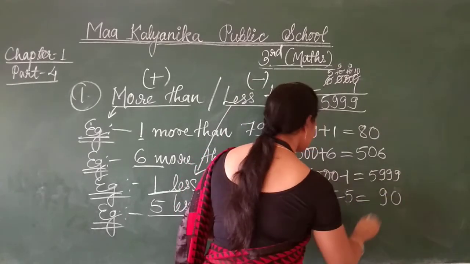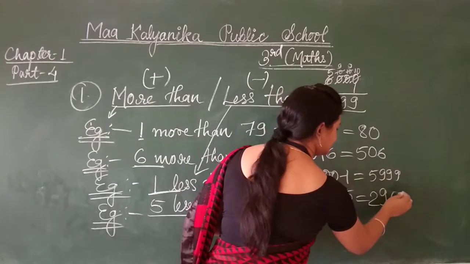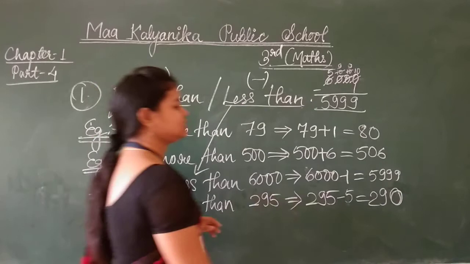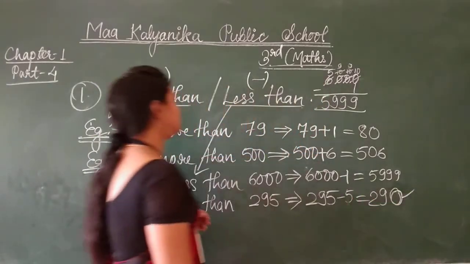9 and 2. So see here, 290. So this is the answer we got. So I think you have understood.